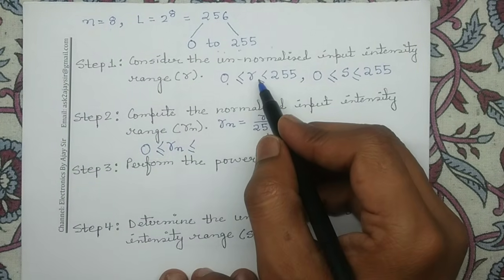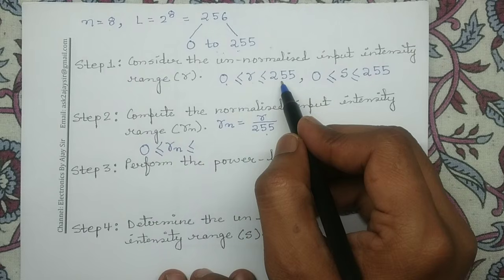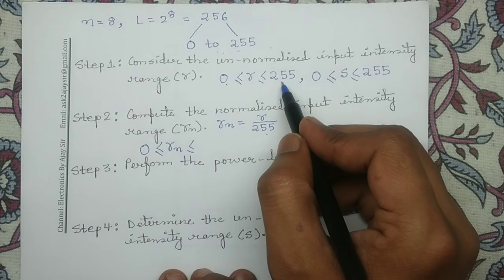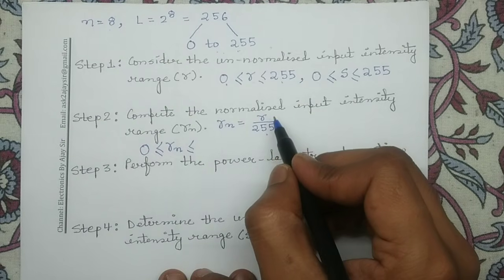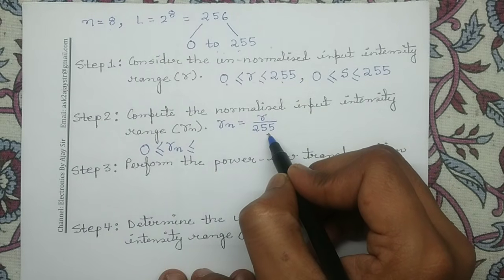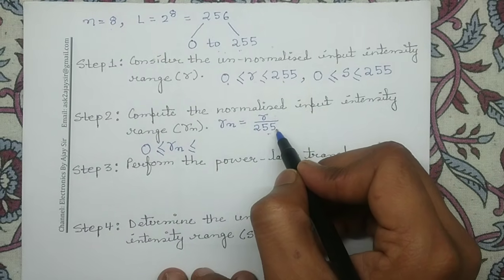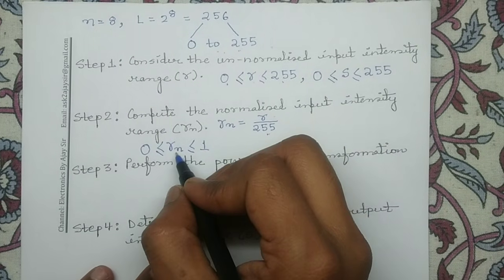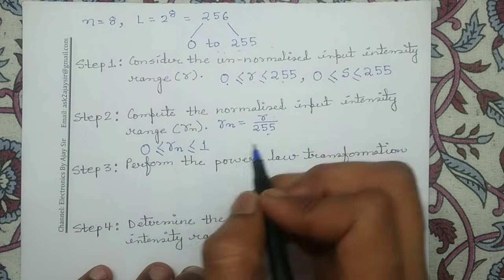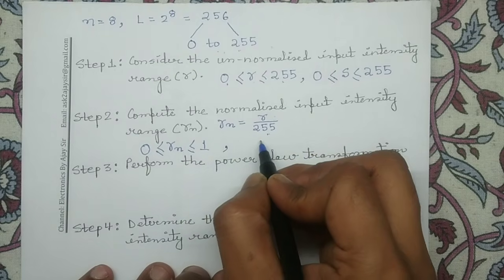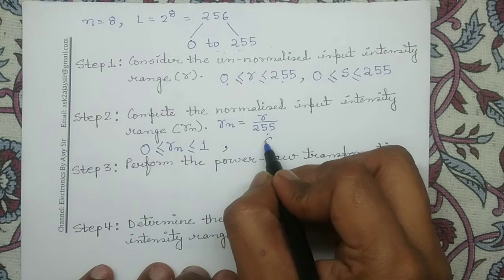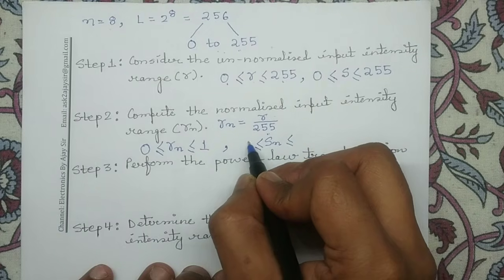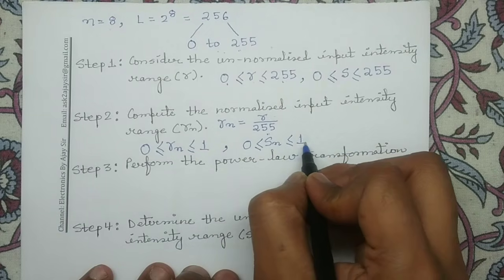Next, the maximum value of R is 255. We normalize this intensity value 255 with respect to its maximum intensity value 255, that is 255 divided by 255, which equals 1. So Rn will vary from 0 to 1, and we want our normalized output intensity range Sn will also vary from 0 to 1.